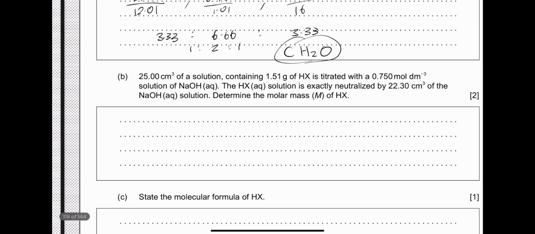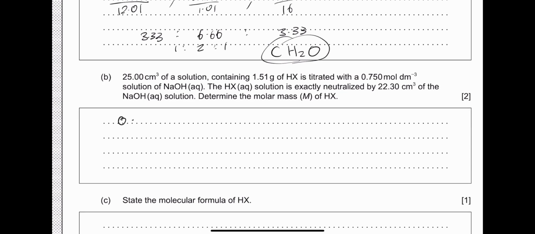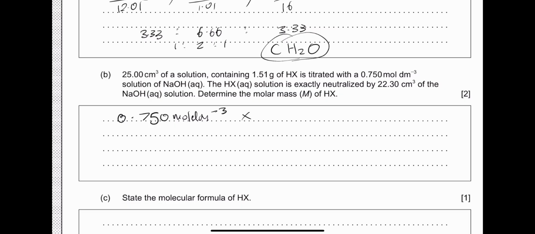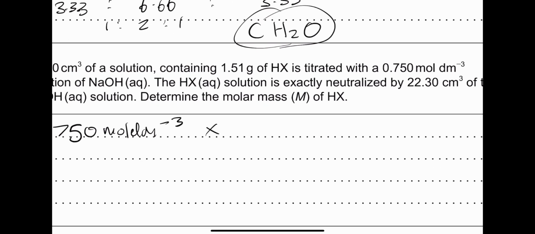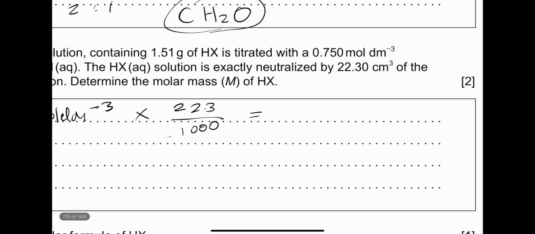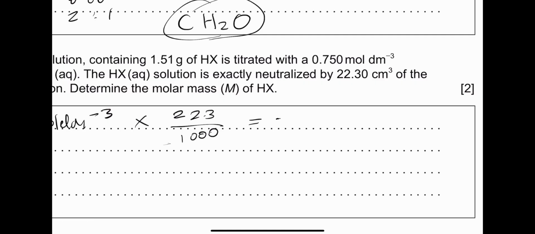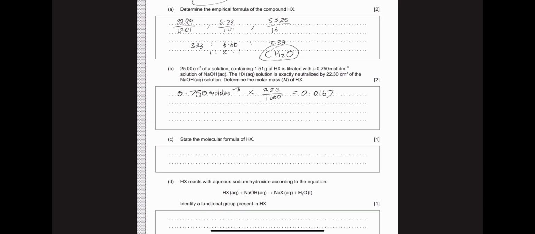So we have 0.75 mol dm minus 3. Essentially, we're going to multiply that, which is our concentration, by our volume. So our volume is 22.3. Remember, this is in cm cubed, so that's going to be over 1,000. And when we do that, we'll get something that's roughly 0.0167, right? That's going to be our moles.